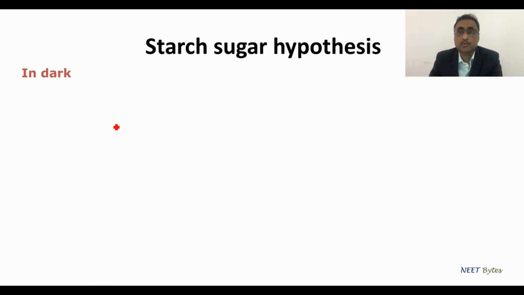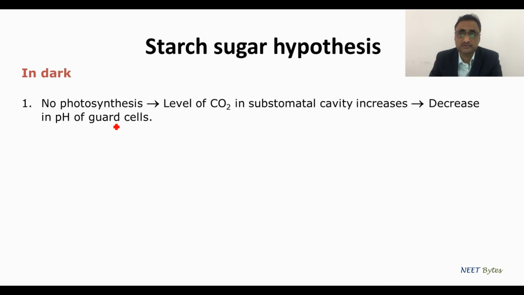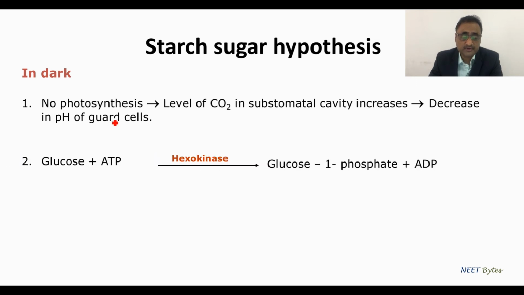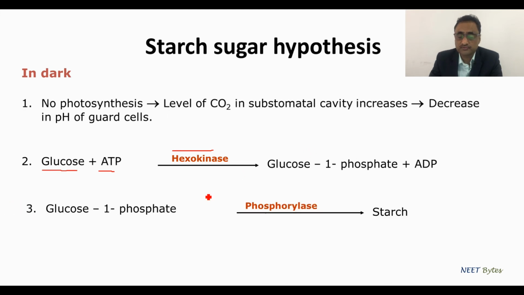Suppose you talk about closure. In case of closure, what happens? In the dark there will be no photosynthesis, so there is accumulation of CO2, and if there is accumulation of CO2, then carbonic acid is going to be formed, and the carbonic acid will decrease the pH. So at this condition, what happens? Glucose will bind with ATP in the presence of hexokinase, and they will form glucose 1-phosphate, right? Glucose 1-phosphate gets converted into starch. So what we see is that here at low pH the sugar is getting converted into starch.